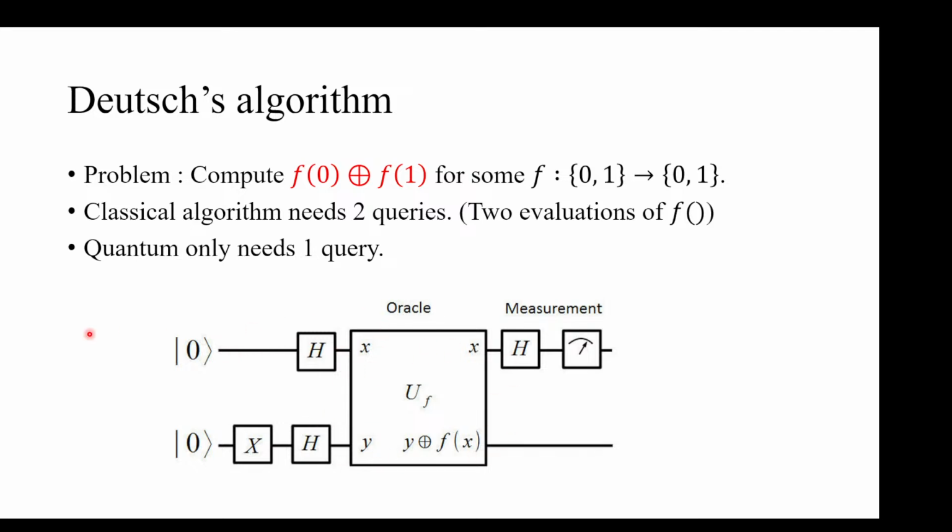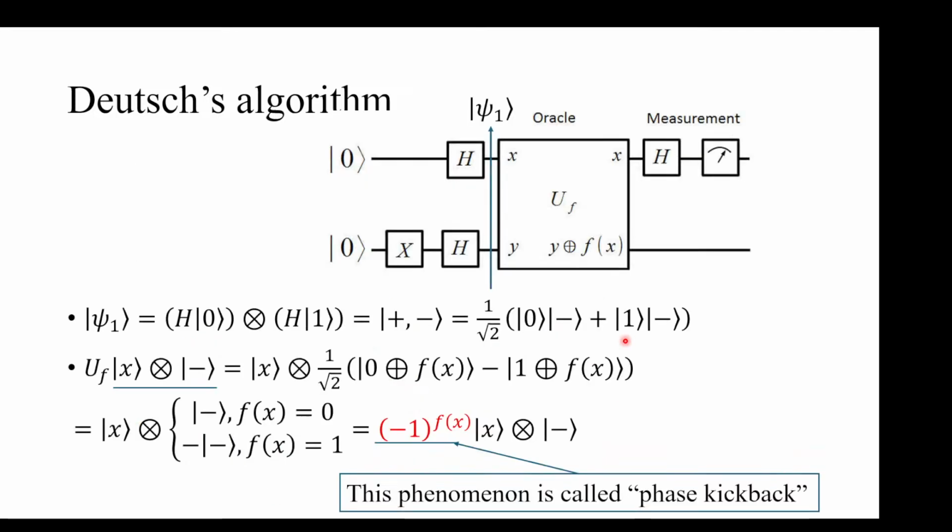Because of this quantum superposition and the quantum speedup, we can compute this function only once, but then we know the sum of f0 plus f1. Okay, and let's analyze this algorithm and see if it actually works. We are just going to analyze what the states are step by step. First, what is psi 1 here?